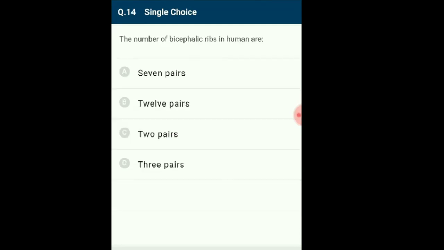Question number 14. The number of bicephalic ribs in humans is. All 12 pairs of ribs are attached dorsally to the vertebral column. Each rib has 2 articulation surfaces on its dorsal end and hence it is called bicephalic. Out of 12 pairs of ribs, only the first 7 pairs are attached dorsally to the thoracic vertebrae and ventrally to the sternum. They are called true or vertebrosternal ribs. So the answer for this question is option B, 12 pairs.